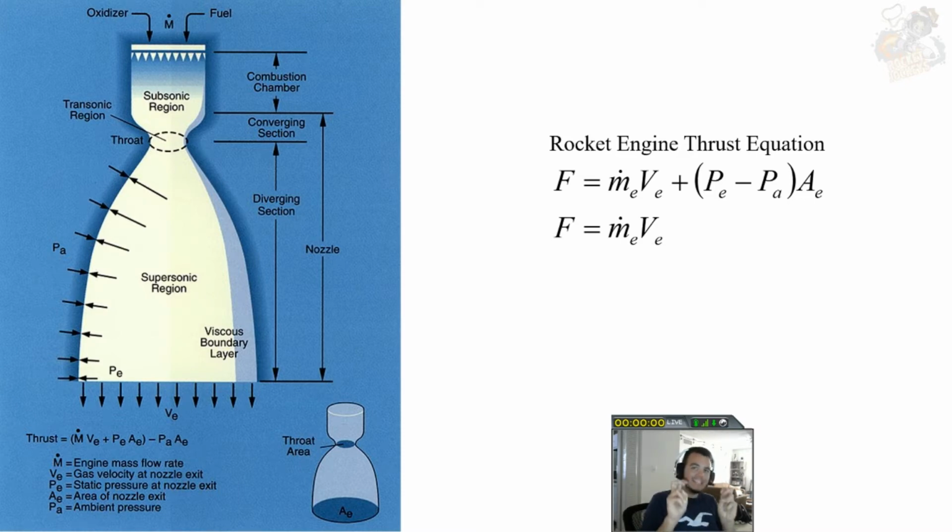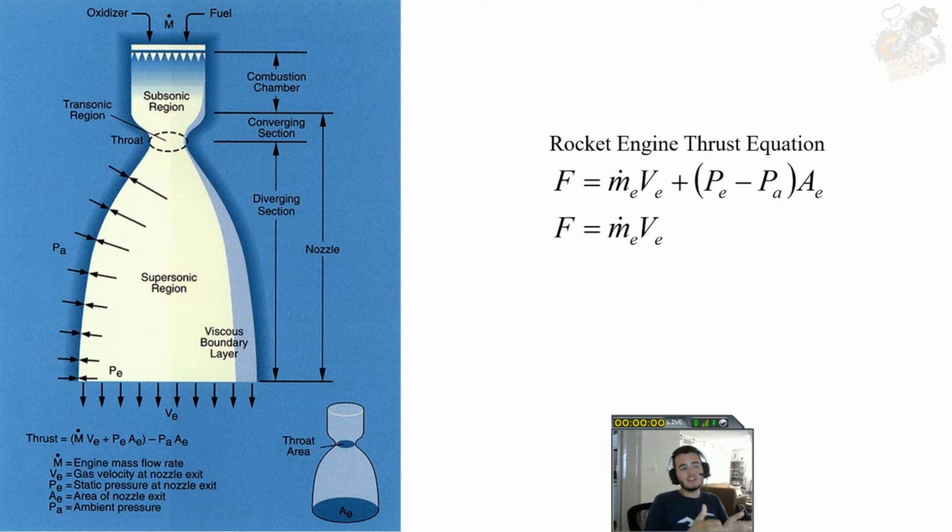as a loss term for your rocket engine nozzle due to pressure differentials across the exit of your nozzle in the ambient environment. So what does all that even mean? This second term, PE minus PA, which is your exit pressure minus your ambient pressure, times the exit area of your nozzle, dictates the whole reason why rocket engines are more efficient at higher altitudes than at lower altitudes.